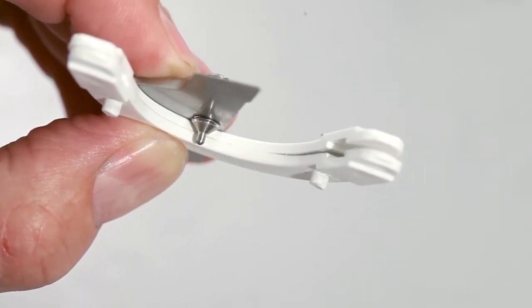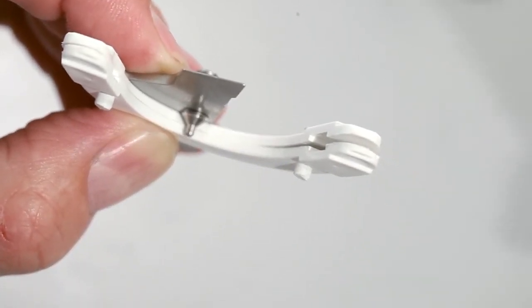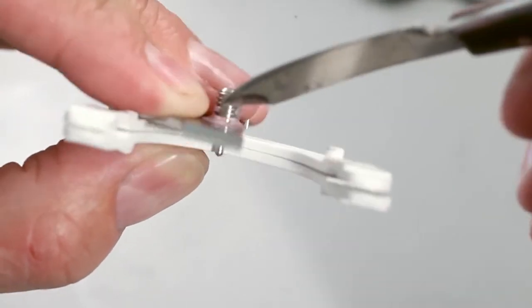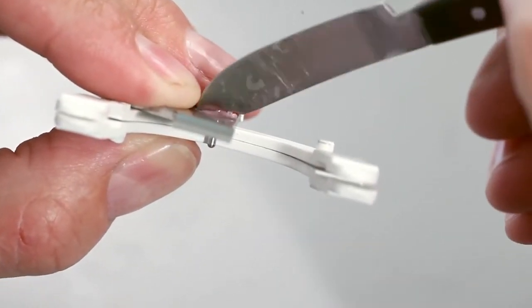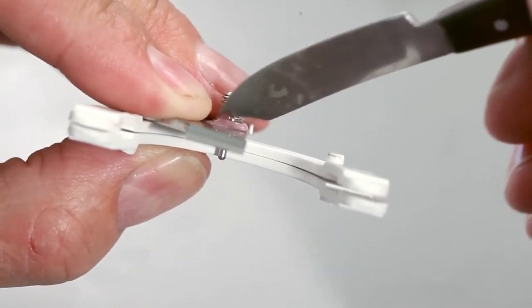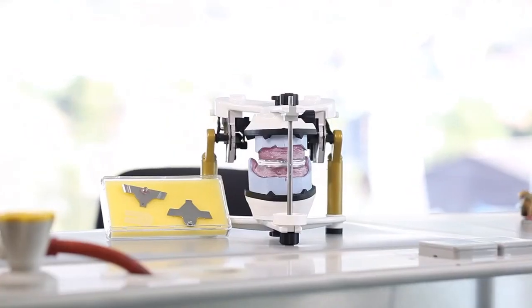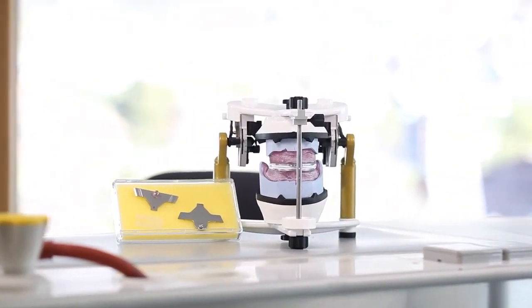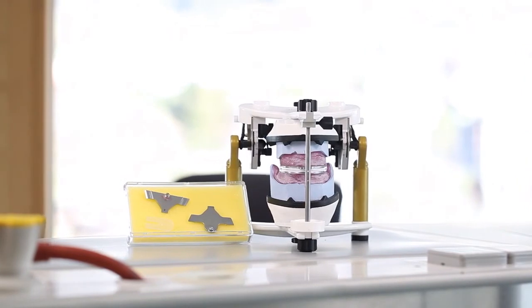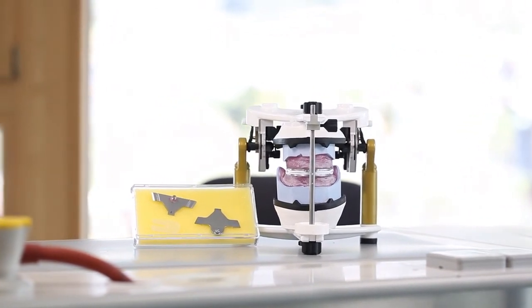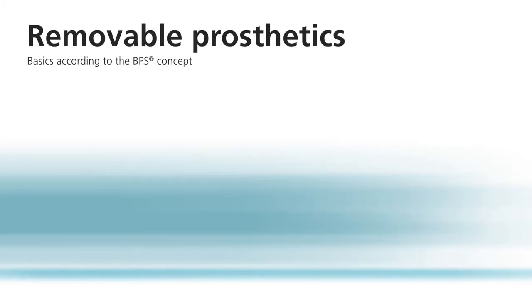Finally, adjust the screw to the height of 2 bite plates. This corresponds to 2 times 2 millimeters. Secure the adjusted screw with a drop of wax. Now, the custom trays with integrated bite registrations and the prepared registration set are ready for use in the patient.